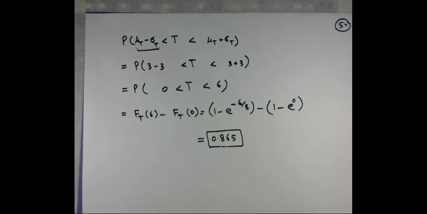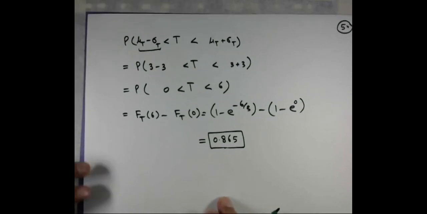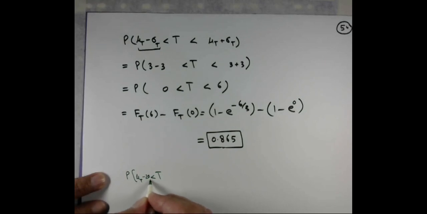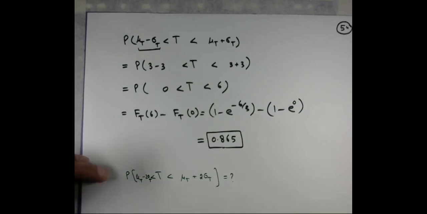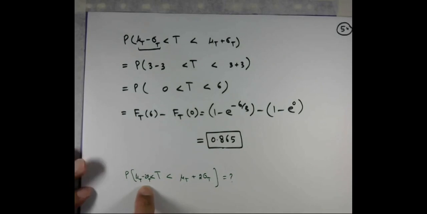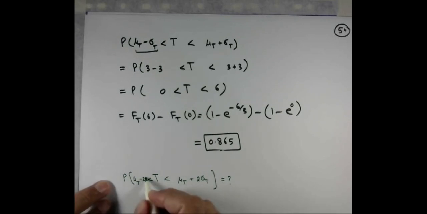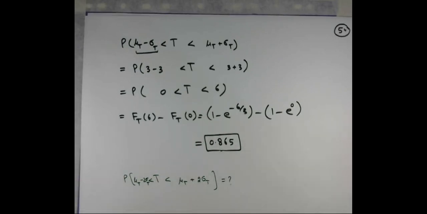As a homework, you need to find the probability that t is greater than mu t minus 2 sigma t and less than mu t plus 2 sigma t, which is the probability that the call duration is within plus minus 2 standard deviations from the mean value. Here it will be a little tricky, but if you think, you'll see how to approach this.